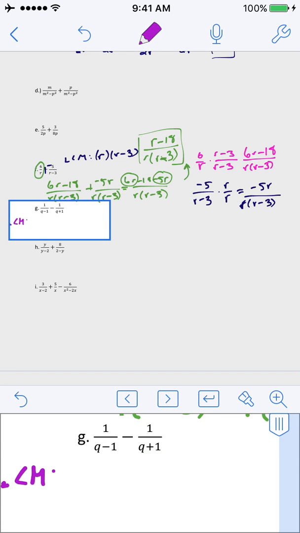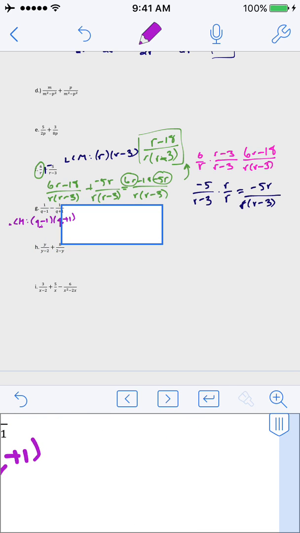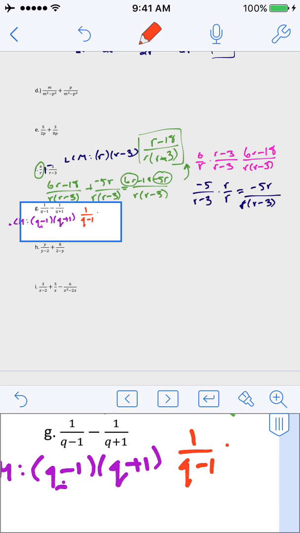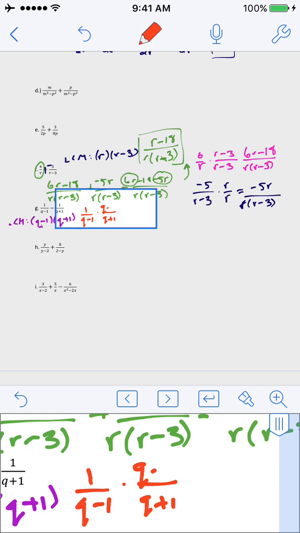They are not exactly the same. Remember that Q minus 1 is not the same thing as Q plus 1. So their LCM will be Q minus 1 times Q plus 1. I need one of each. So the first fraction, I need to change it, right? I have 1 over Q minus 1. In order to get both of them on the bottom, I need to multiply by Q plus 1 over Q plus 1. What I do to the top, I must do to the bottom. Or what I do to the bottom, I must do to the top.